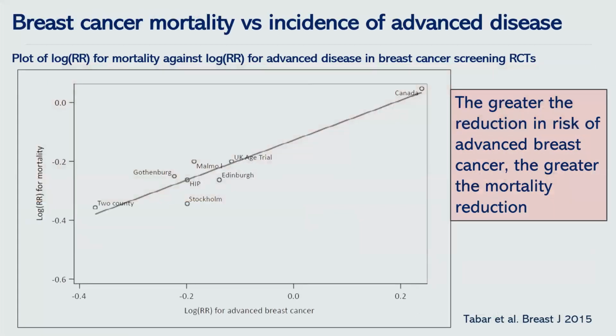If we look at breast screening trials, there is a very tight relationship between the relative risk of breast cancer mortality and the relative risk of advanced breast cancer, as shown in this plot. So the greater the reduction in the risk of advanced breast cancer, the greater the mortality reduction. And the only trial that found no benefit of breast screening on breast cancer mortality was also the only trial to find no reduction in advanced breast cancer.